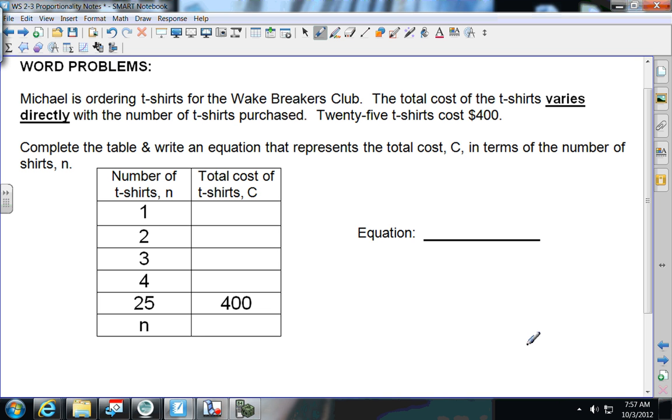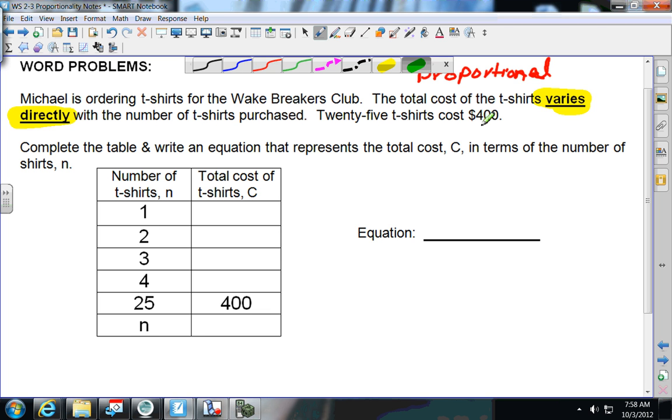Same type of thing. The whole idea right here is when you see the term varies directly, highlight or whatever, that is the same as saying proportional. You've also been doing this for a long time in your own world. If I told you in the real world, we're going to get 25 shirts, and the shirts are $400, right?